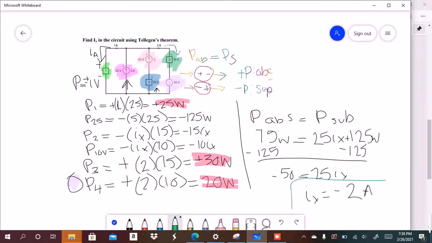So this is our answer. But notice that it's negative. So in the circuit, the current is going up. Since it's negative, it's actually going to be going down.